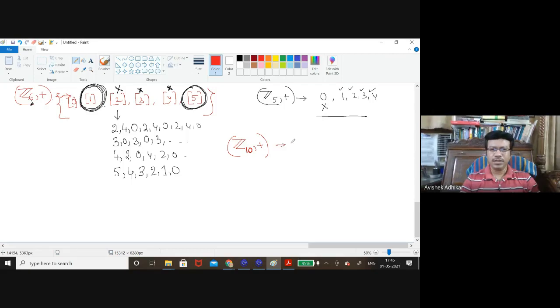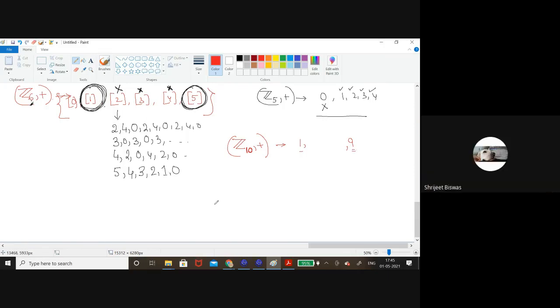Okay, somebody says 1 and 9. Very good. One pattern she has already found. Anything else? So you say that 1 or 9 are the only generators? Sir, maybe 1, 2, 3, 4, and 6, 7, 8, 9.